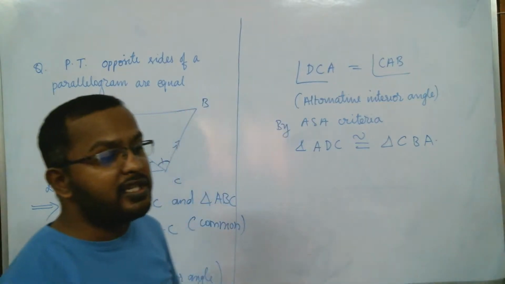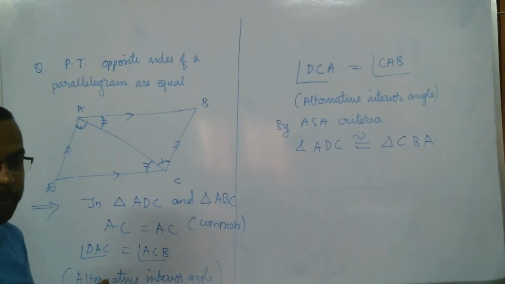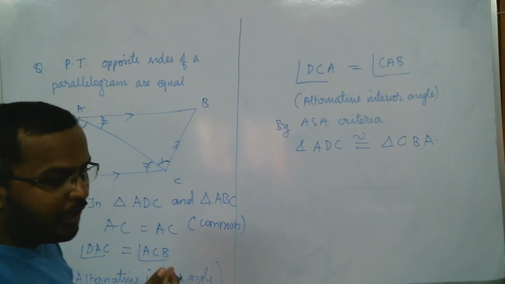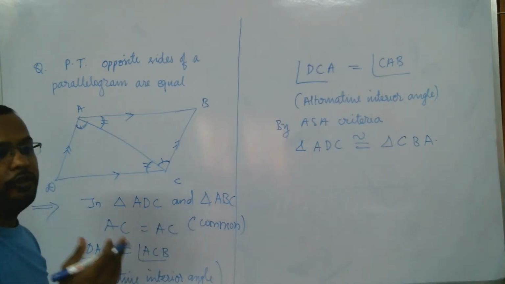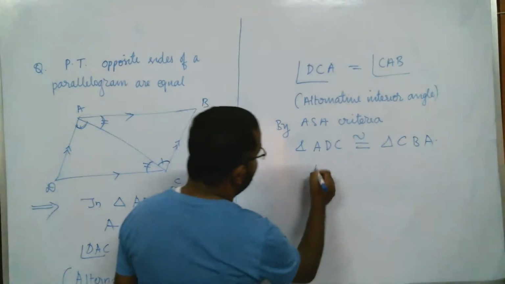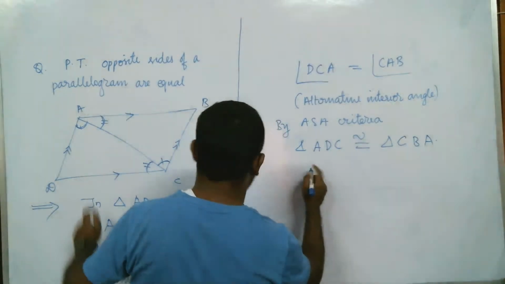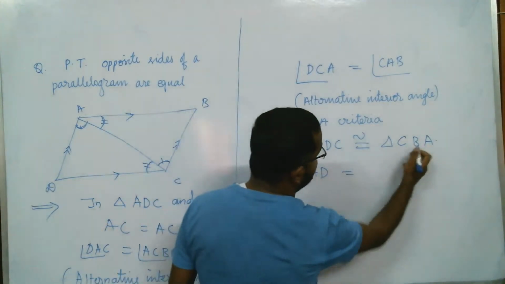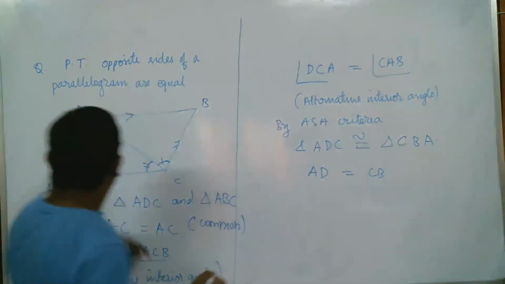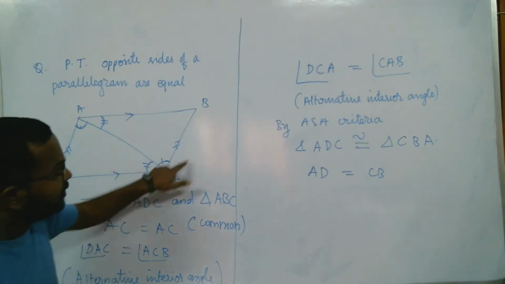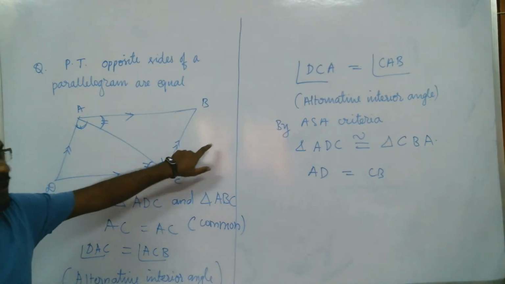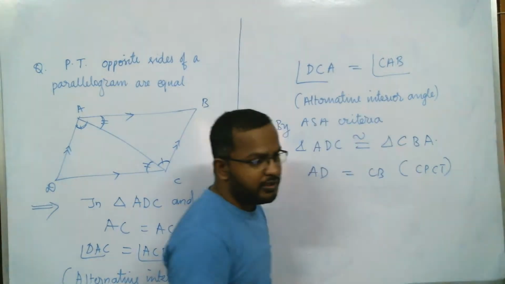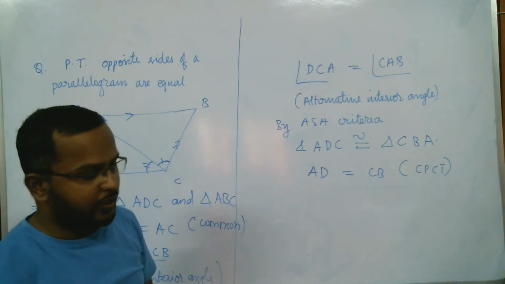After proving these two triangles congruent, that means they are equal in shape, size and angles also. So we have proved this. When these two triangles are congruent, now we can say that AD, the first and second letters, is equal to the first and second letters, that is CB. So AD is equal to CB, by CPCT. What is CPCT? Corresponding parts of congruent triangles.